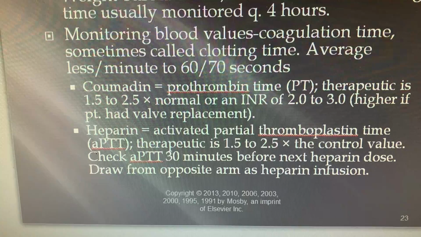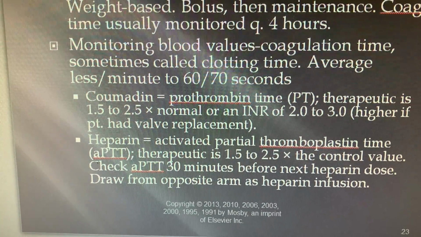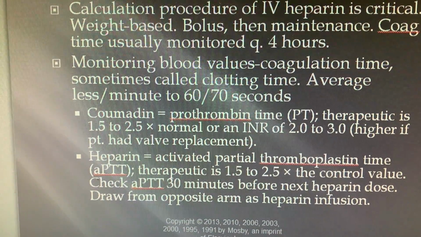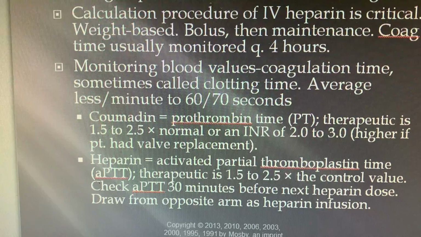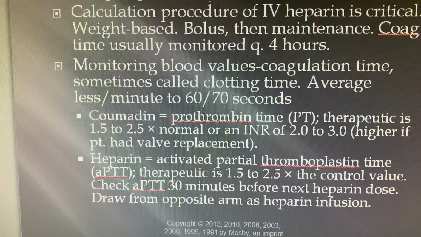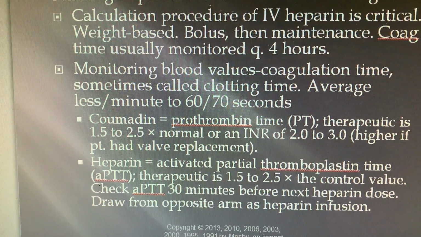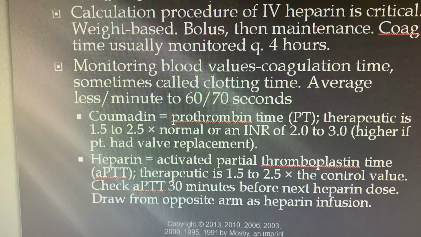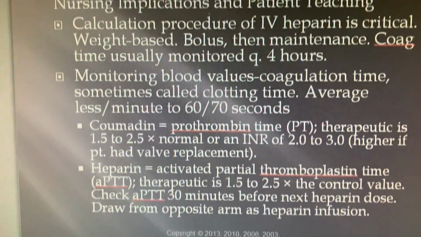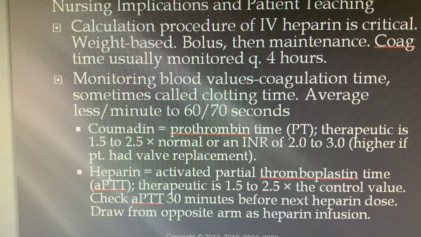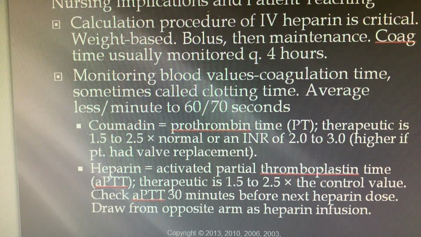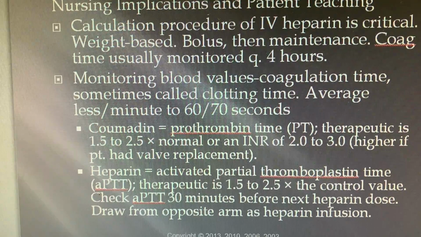Now, when you're figuring out how much IV heparin to give a person, it's weight-based. So you're going to figure out somebody's weight in kilograms, and then you're going to give them a certain amount of units per kilogram. Generally, with IV, they will start with a bolus dose, a larger dose, and then once the activated PTT gets within a certain level, then they'll drop it down to a maintenance dose, which is lower.